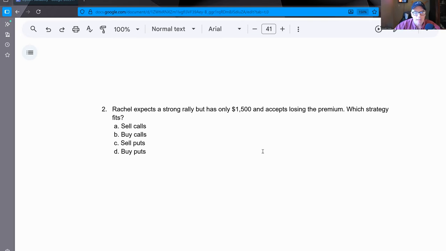Rachel expects a strong rally, but only has 1,500 and accepts losing premium. Which strategy fits? Buy calls. She's looking for a rally. Don't want to spend that. Love it.